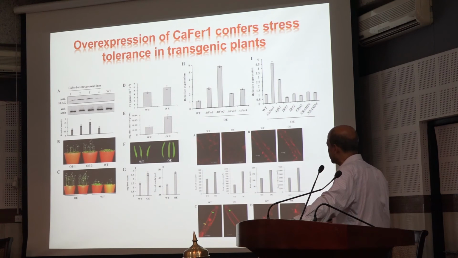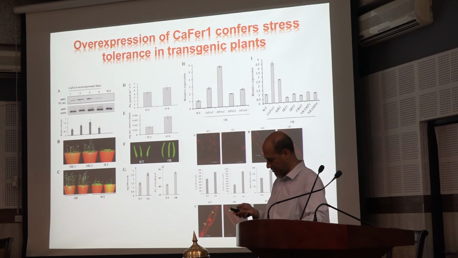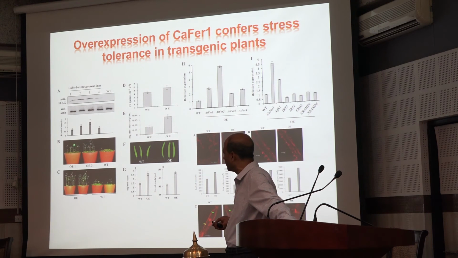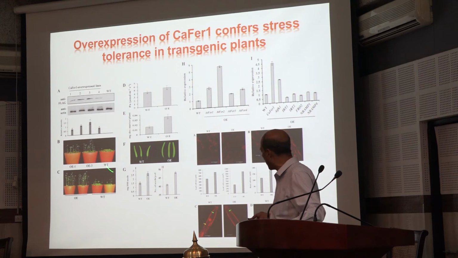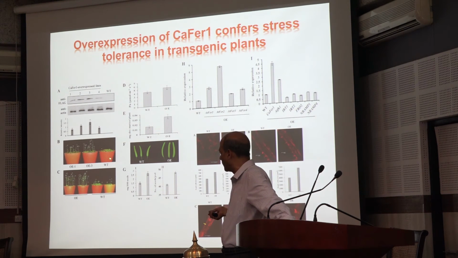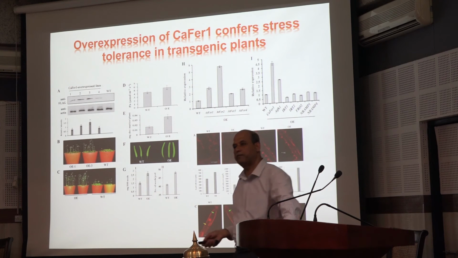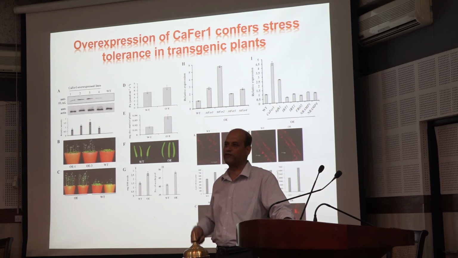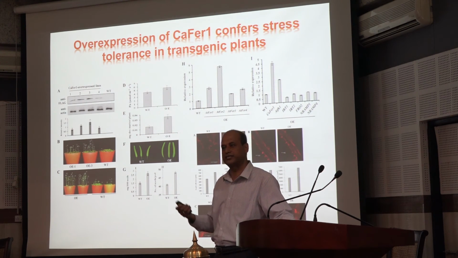The second is, now we overexpress it. Here is the result of overexpression. OE means overexpression, so OE1 and OE3, two different independent plants. And if you compare with the wild type plant, you can see that its growth is much more vigorous as compared to the wild type. And when the wild type plants are still in the vegetative phase, these plants are at the reproductive phase. By this time you get flower, you get silique and seed also.